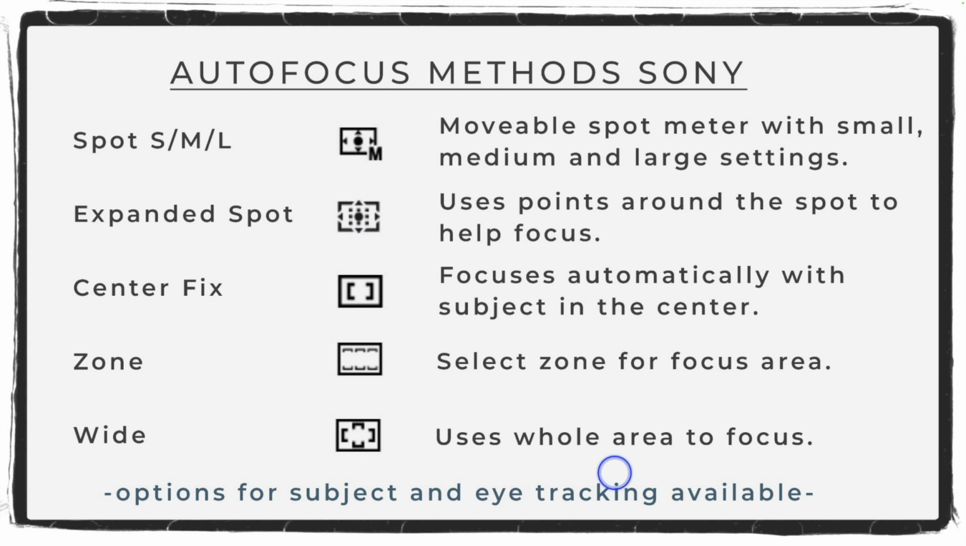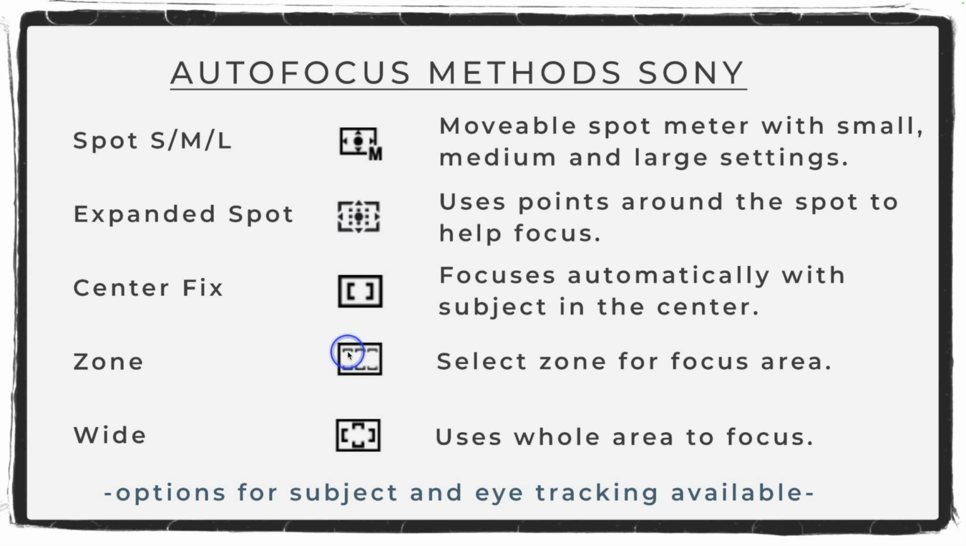Last of all, we got Sony, and Sony has lots of stuff, even though you don't see this. We have spot, and we have S, M, and L because there's a small spot, a medium spot, and a large spot. I know it's difficult, but just like before, this can move around, and this is great for critical focus. We have an expanded spot. We have a center fix, which is larger than expanded spot, so this is good for subjects.